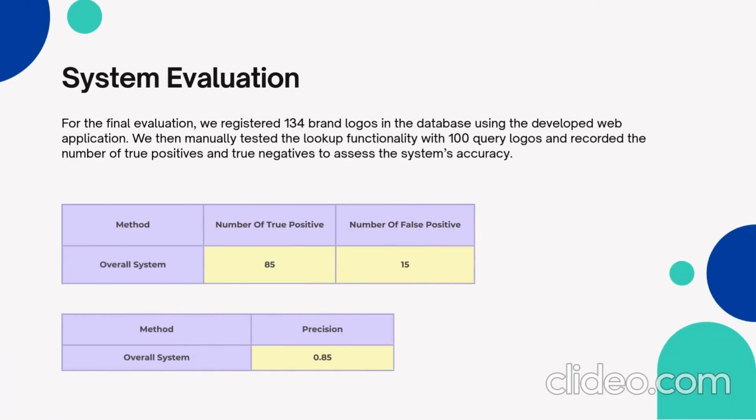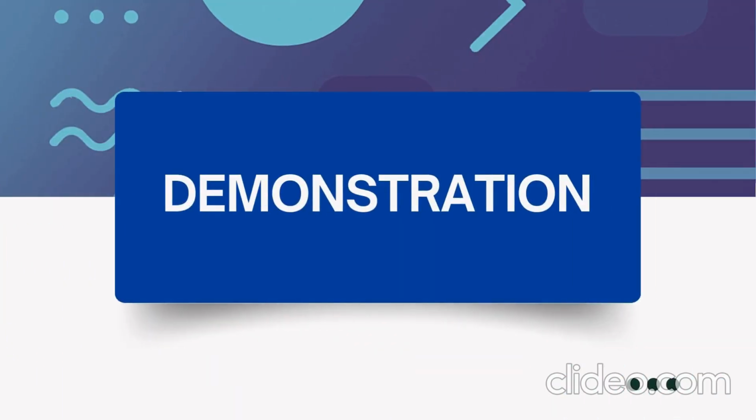For a final practical evaluation, we registered 134 logos and tested the lookup with 100 query images. We achieved a precision of 85%. This real-world test confirms that our system is not just theoretically sound, but also practically effective and accurate for its intended purpose. Now, we'll give a brief demonstration of the system.